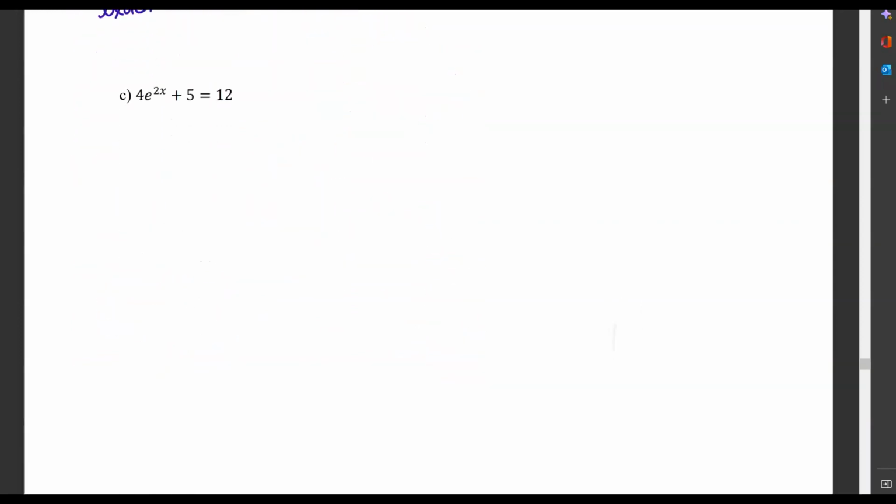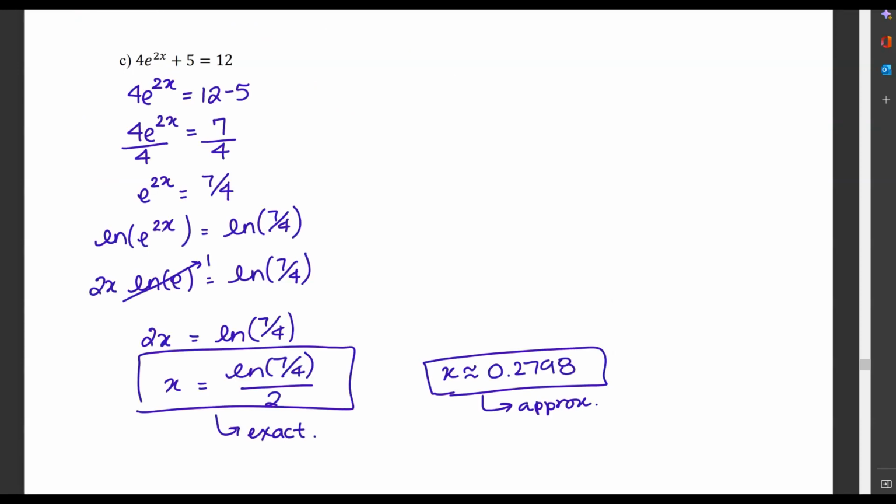All right, try the next one on your own. Remember, isolate the e first. Remember, our goal is to isolate first, so we're going to start off by moving that 5 over, so we end up with 12 minus 5, which gives us the 7. And then once we have that 7, we're going to divide out this 4 to get e by itself. So we end up with 7/4 on this side.